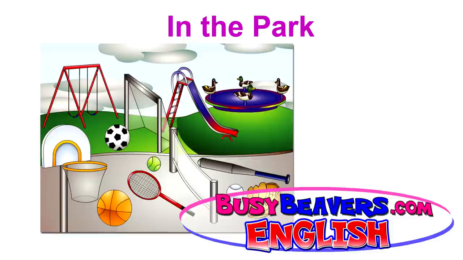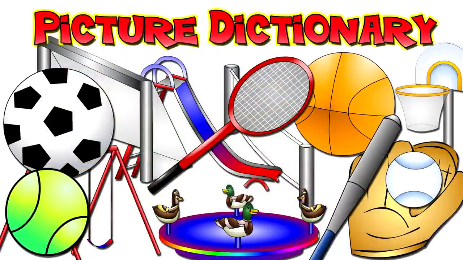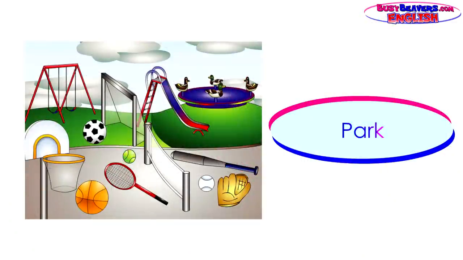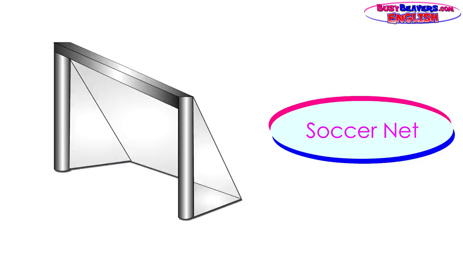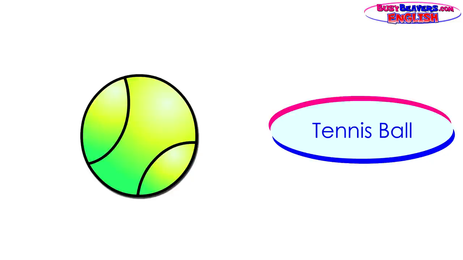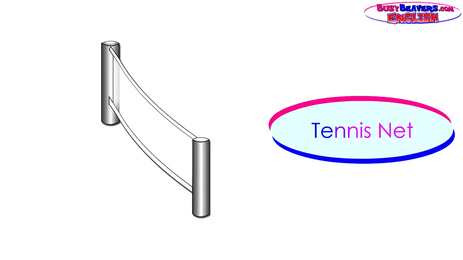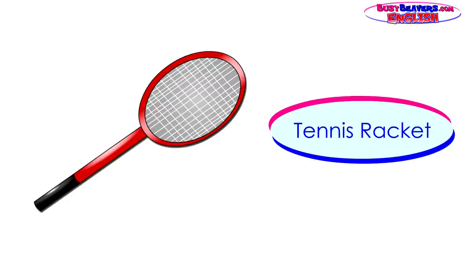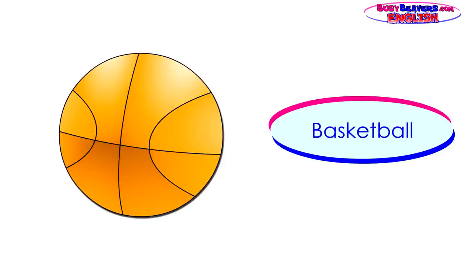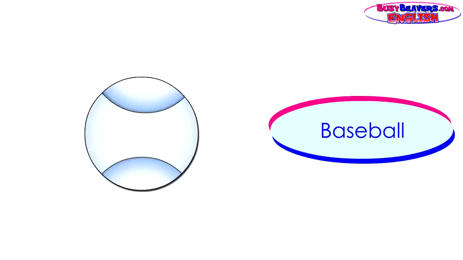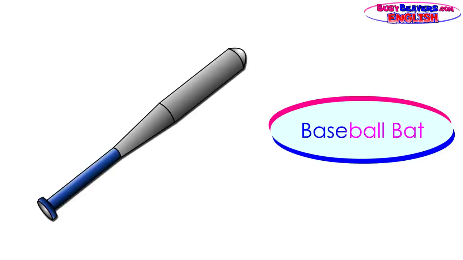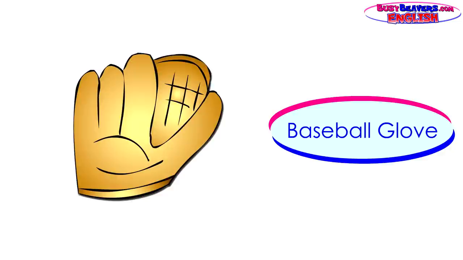Lesson 19. In the park. Park. Soccer ball. Soccer net. Tennis ball. Tennis net. Tennis racket. Basketball. Basketball net. Baseball. Baseball bat. Baseball glove.